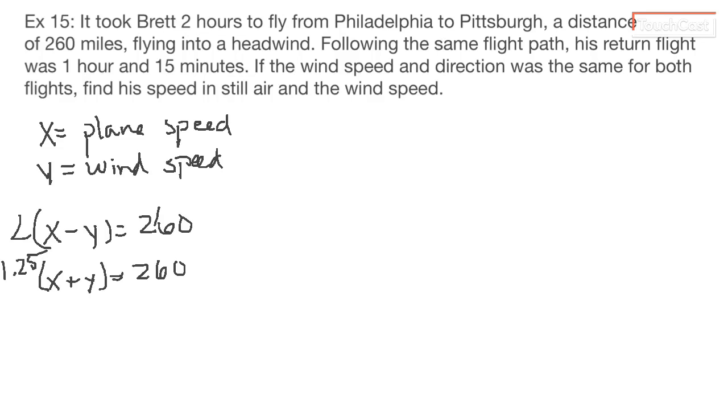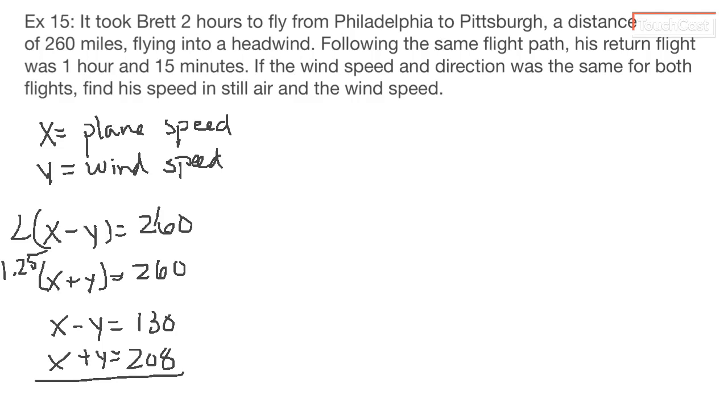So what I'm actually going to do first is I'm going to divide by 2 in the top equation, and I'm going to divide by 1.25 in the bottom equation, just to make things a little easier. That's going to give me x minus y equals 130, and x plus y equals 208.